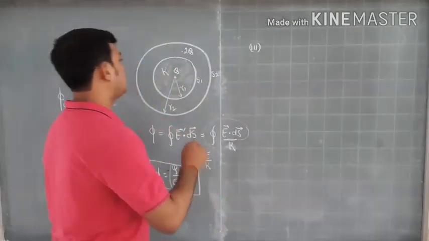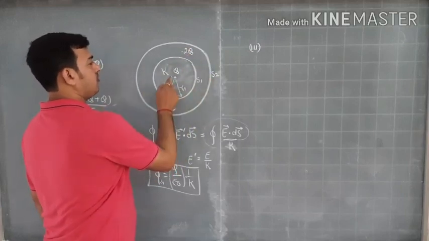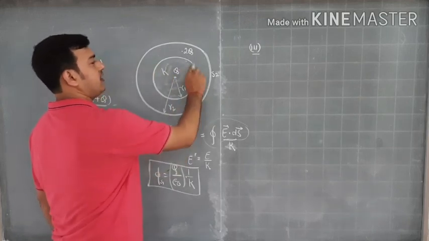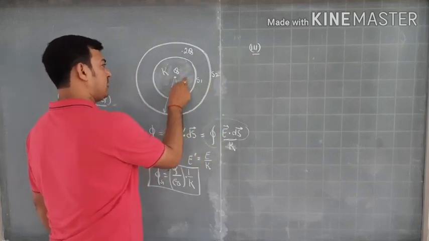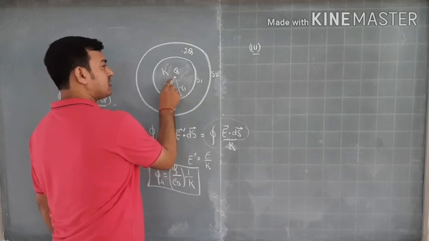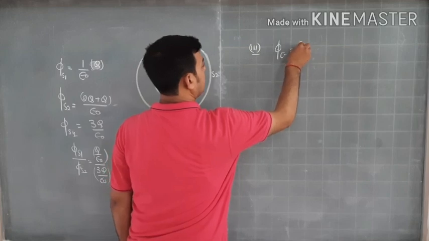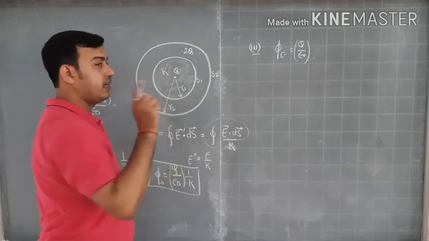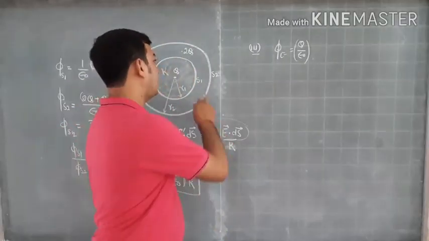Now the third part says that if the dielectric is filled in the space between S1 and S2, then what will be the change in flux through shell S1? There is no dielectric present inside shell S1 in the third case, and you know that the flux depends on the charge inside the shell, so my flux will remain the same when the dielectric is filled in this space. But definitely the flux through shell S2 will change as this dielectric is inside this shell.